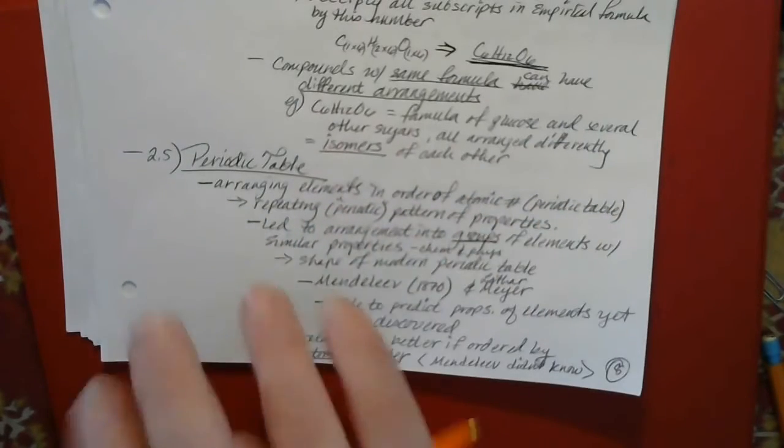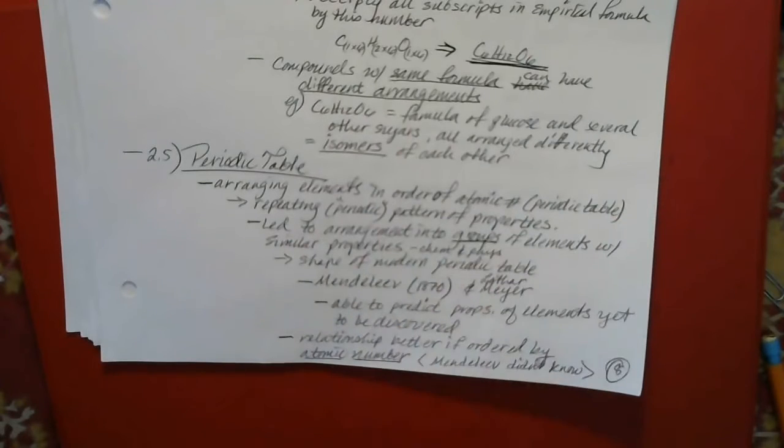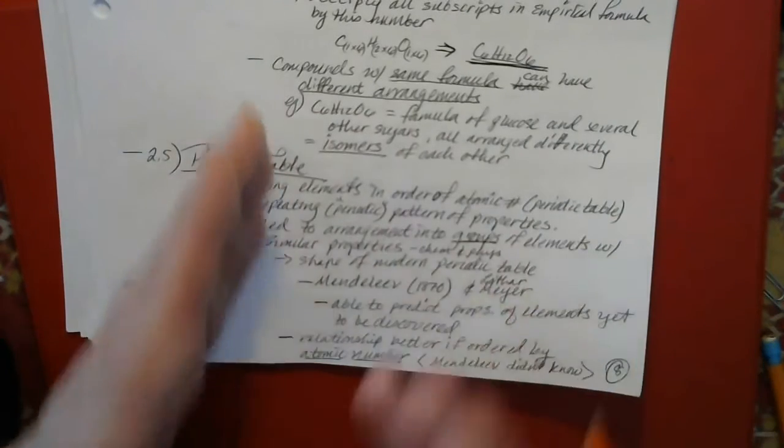And because of the way the properties change in a predictable way when you go left to right across the periodic table, he was able to predict that someday elements would be discovered to fill in those gaps. And he was able to predict very accurately what the properties of those elements would be, just based on the properties of the elements that came before and after them.